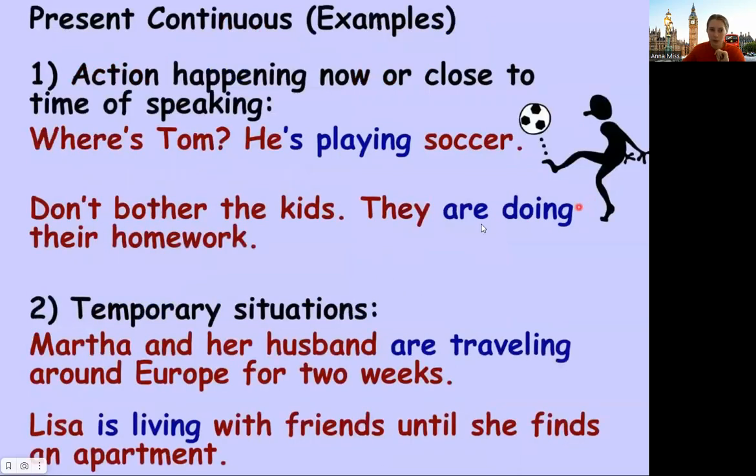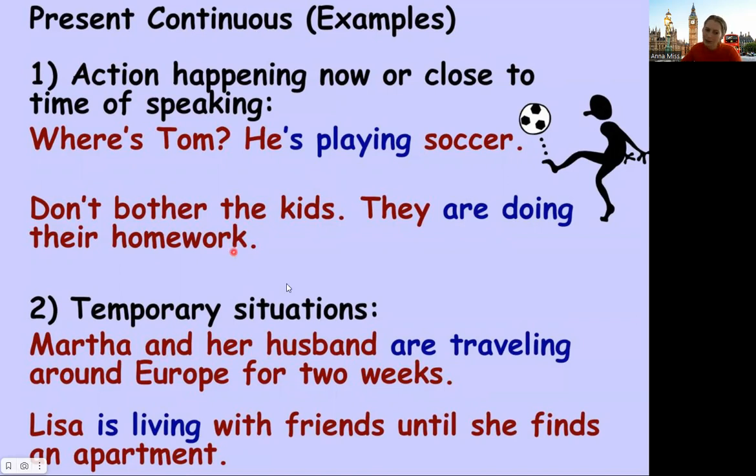Let's look at the examples. Example with present continuous, when the action is happening right now or close to the time of speaking. Where is Tom now? He is playing soccer. Look, he's here. Look outside. The second one: don't bother the kids. They are doing their homework. It means that right now they can't talk with you. Please don't bother them. They are doing their homework now.